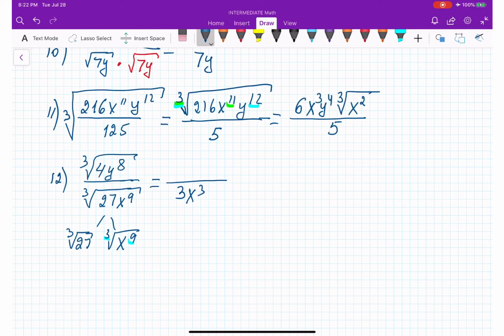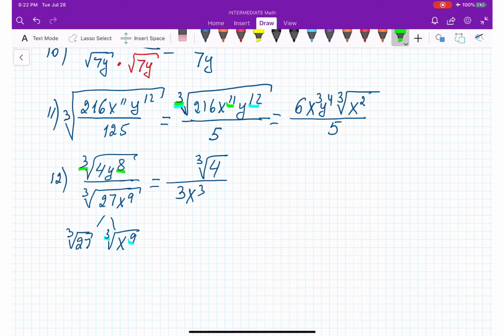Okay? On the top in the numerator, what do we have? 4 is going to get stuck underneath because there is no cubic radical of 4. No number to power 3 will give you 4. Now y to power 8.